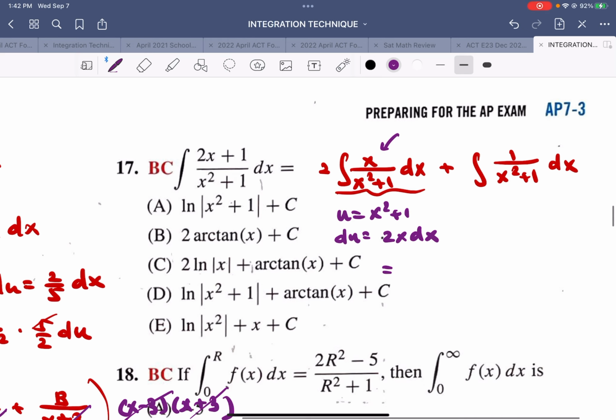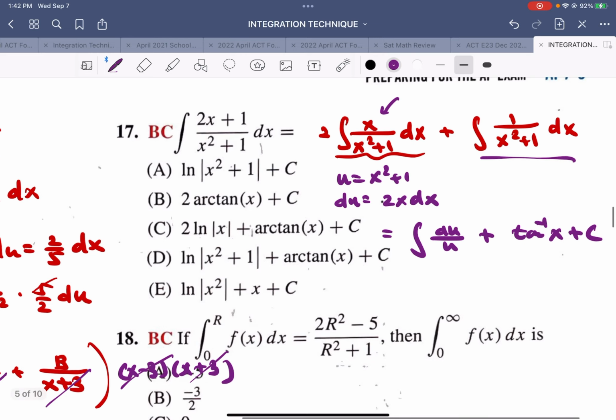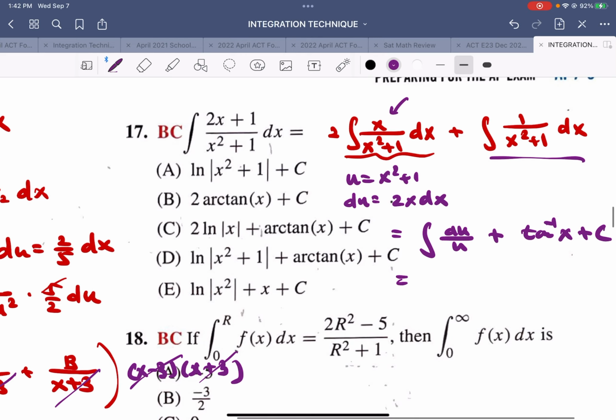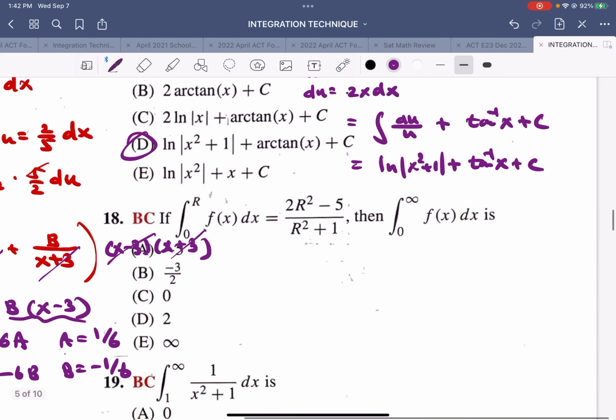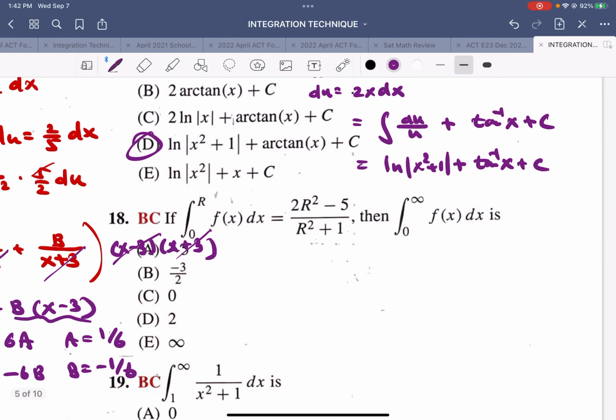So it will be the integral of du over u, plus, this one is inverse tangent x, right? Itself, this one. So then this one is ln u plus inverse tangent x plus C. So D will be your final answer. Okay, you split it. Now, how are you gonna do this?